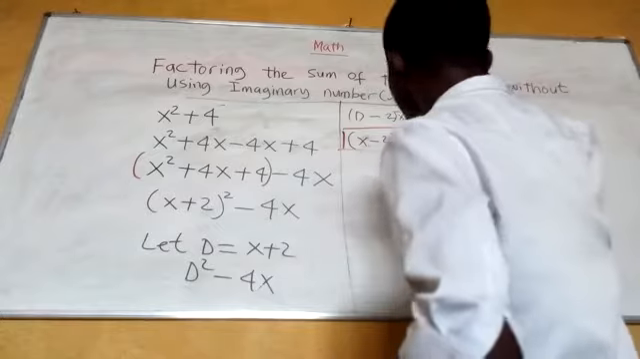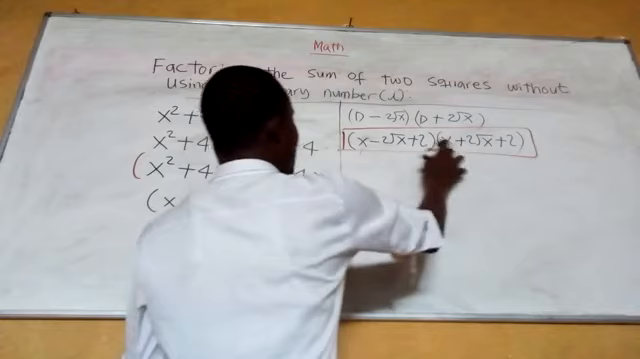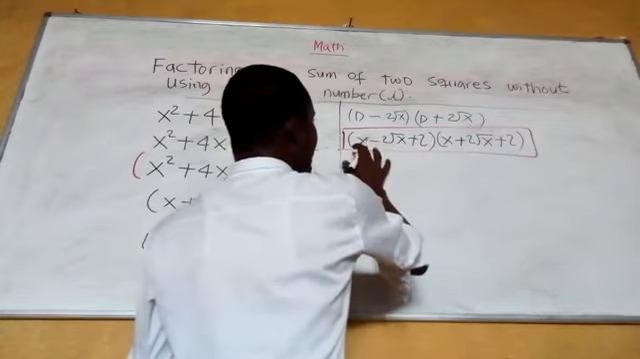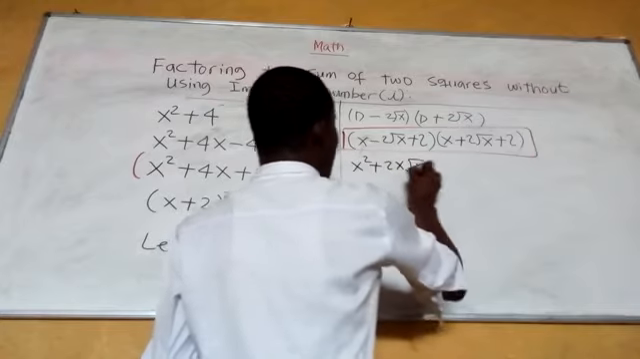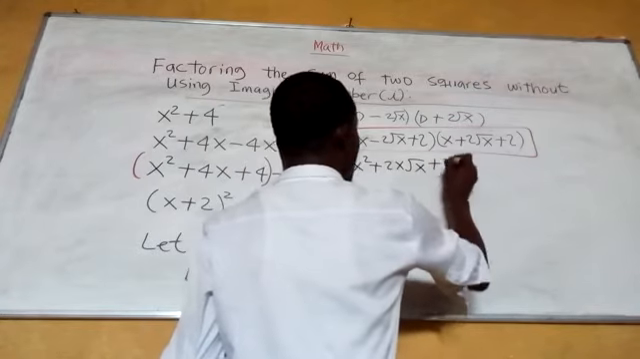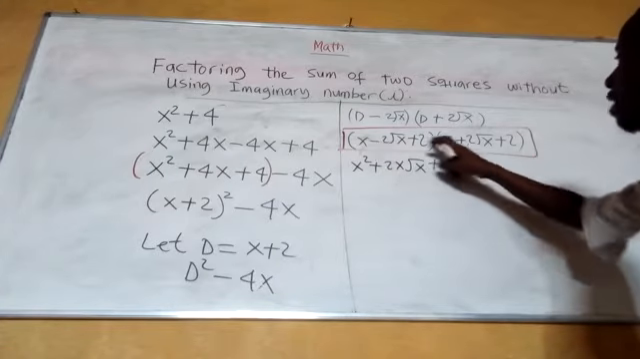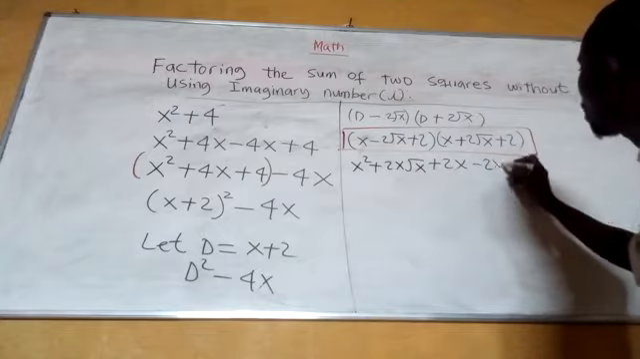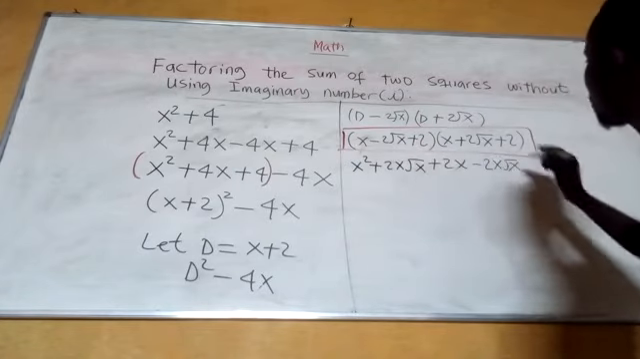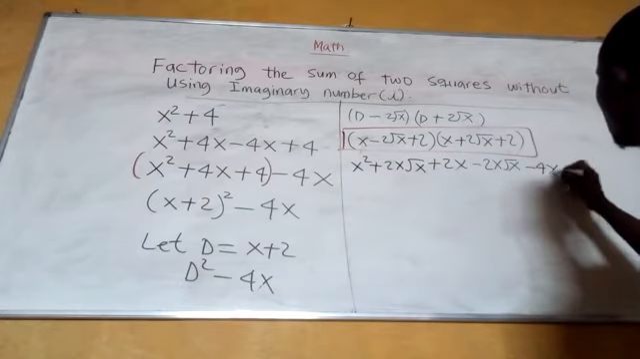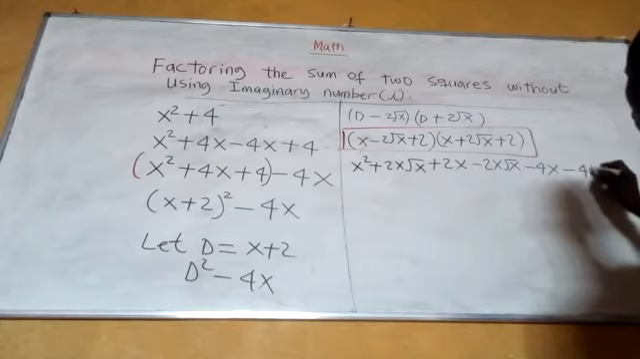In proving this, we do our simplest multiplications. x times x gives us x squared. x times positive 2 root x gives us plus 2x root x. x times positive 2 gives us positive 2x. Minus 2 root x times x gives us minus 2x root x. Minus 2 root x times positive 2 root x gives us minus 4x. Minus 2 root x times positive 2 gives us minus 4 root x.